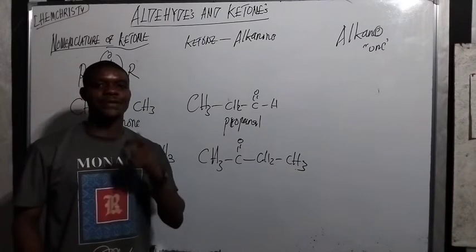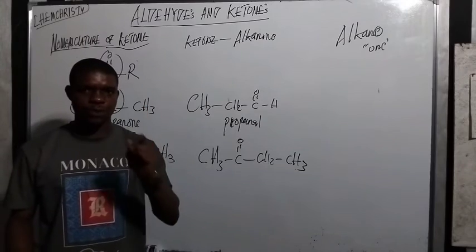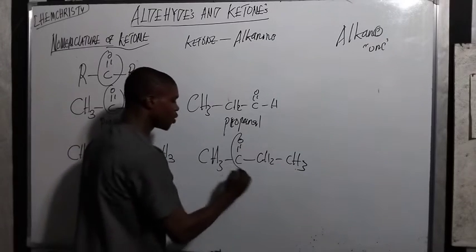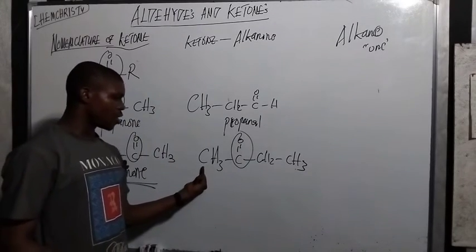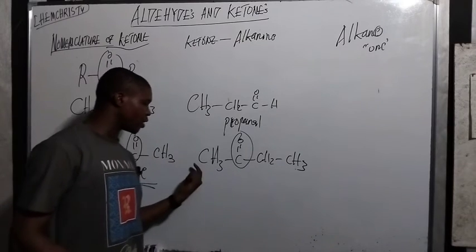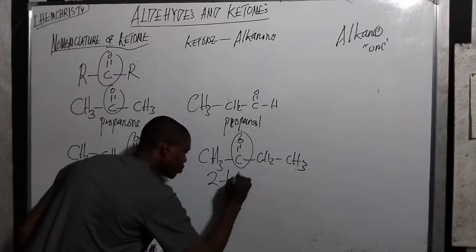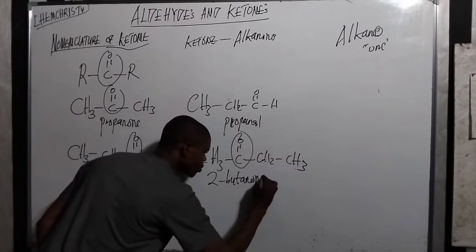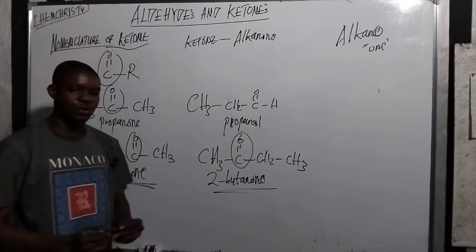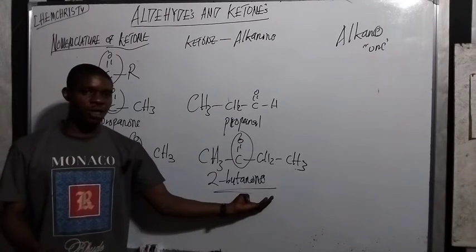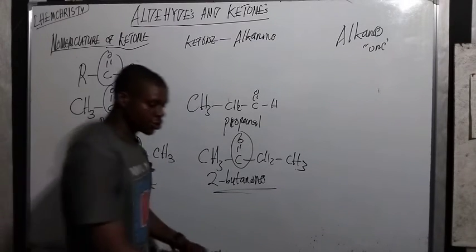Because the carbon atom that carries the functional group must have the lowest possible number. For you to have the lowest possible number, you have to start from here. If you start from here, we have 1, 2, 3. If you start from here, we have 1, 2. So here also 2-butanone. These are things you really need to pay close attention to.